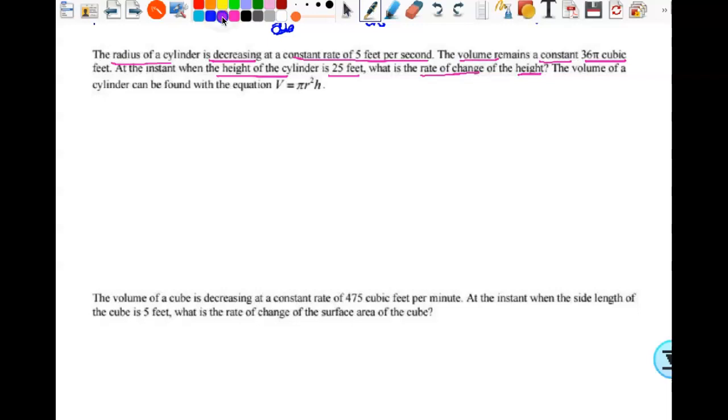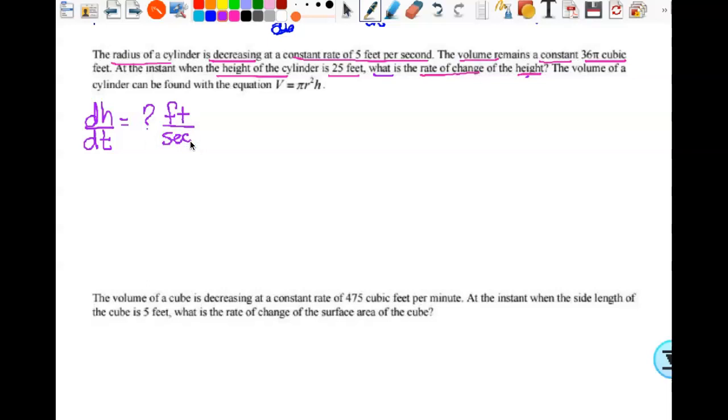All right, so the first thing I always write down is what I'm looking for. This asks, what is the rate of change of the height? So the rate of change of the height is going to be dH/dt. That's equal to, I'm going to put a question mark because it's what I'm looking for. But then I can come up with the units. So what are the units for height in this question? Feet. And what are the units for time? Seconds. So it's feet per second. That's how I come up with that.